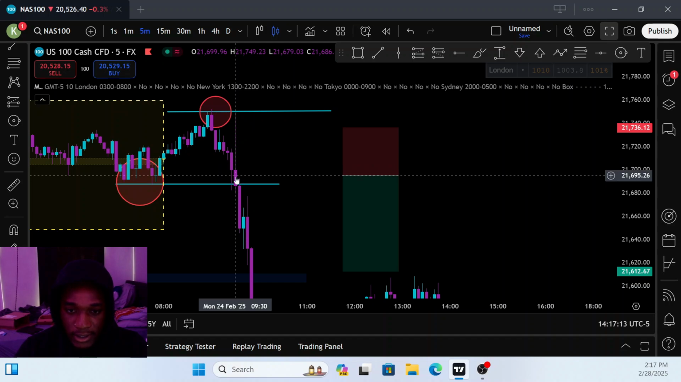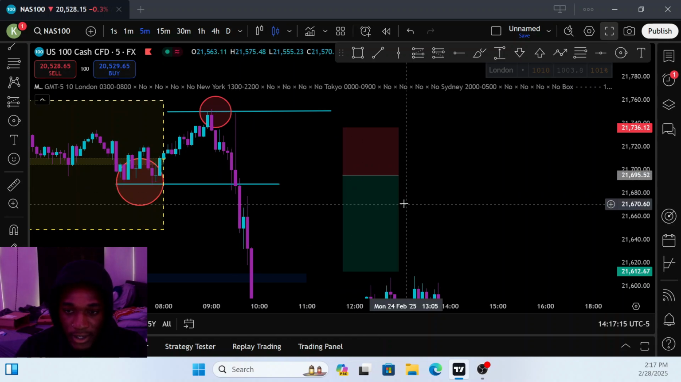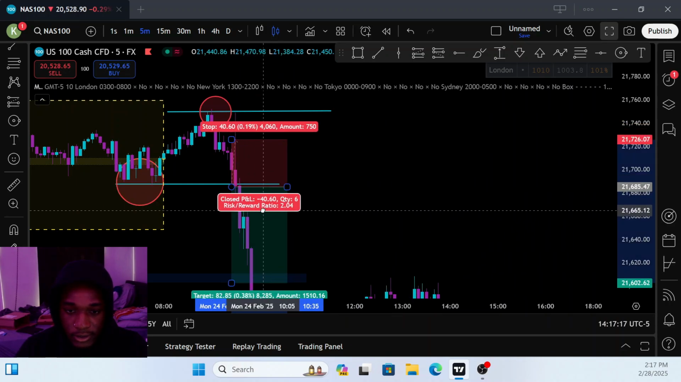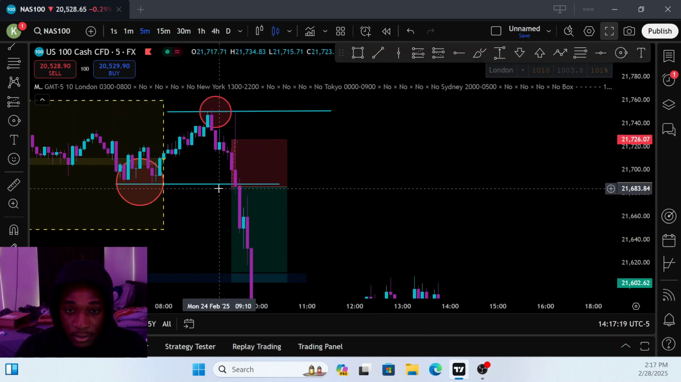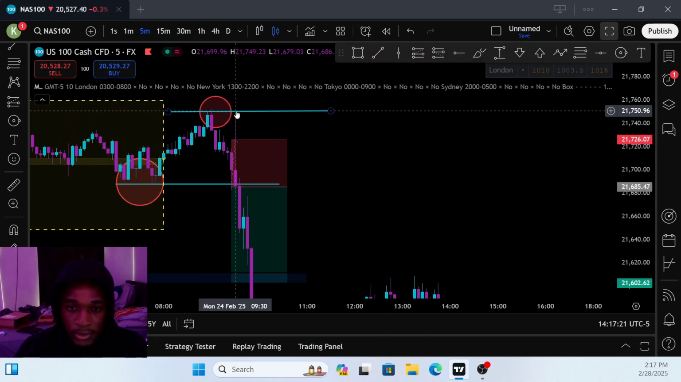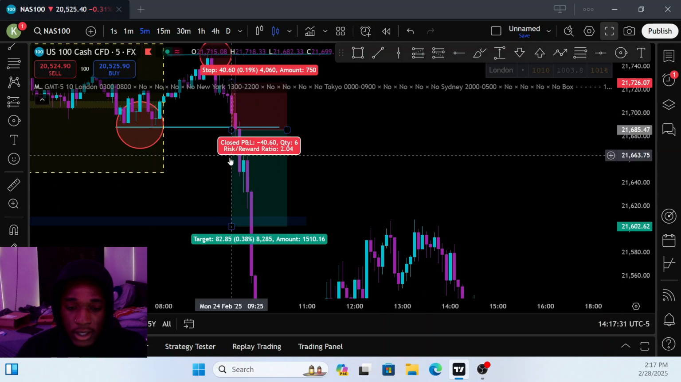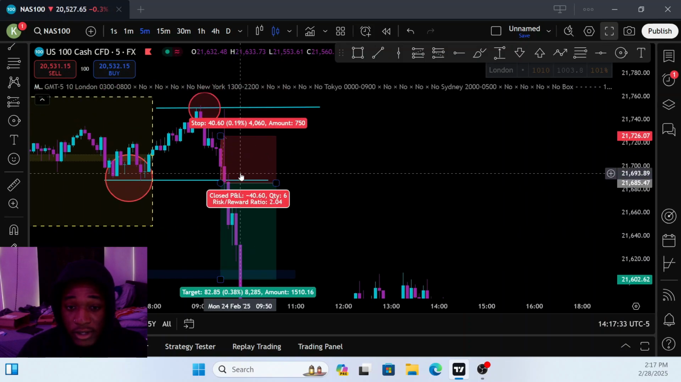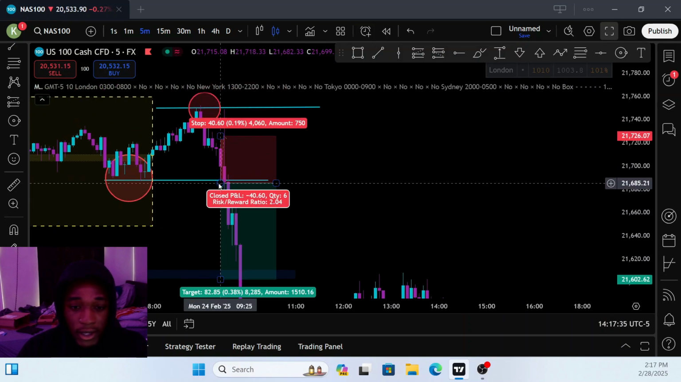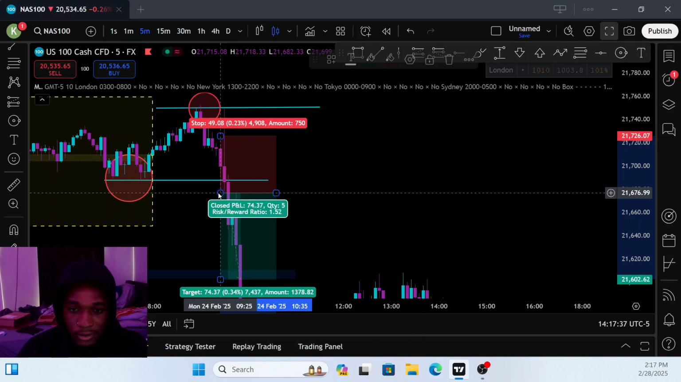9:30 hits, the candle breaks out, and as soon as the candle breaks out, I entered on a sell position, and then price literally came up, wicked us out, stopped us out, and we lost about $250 or something. I don't remember exactly. I'll put the screenshot on the screen. Then price came back down and kept dropping, so I re-entered when I saw that it dropped, but I got such a bad entry. My entry was literally around right here.